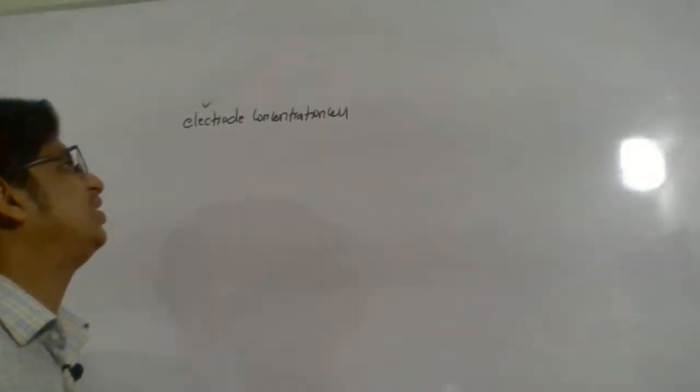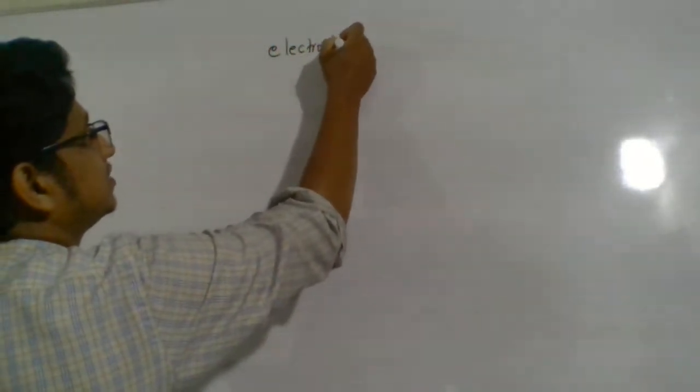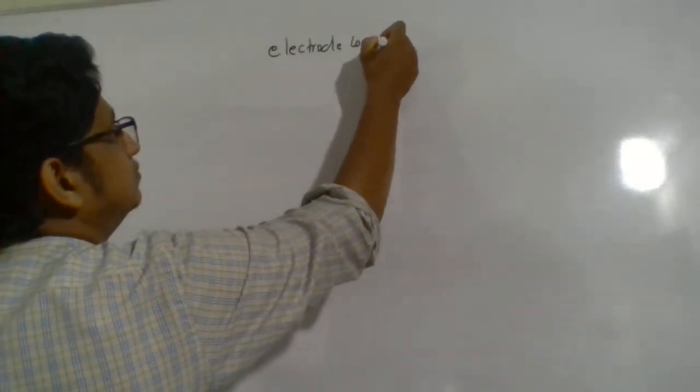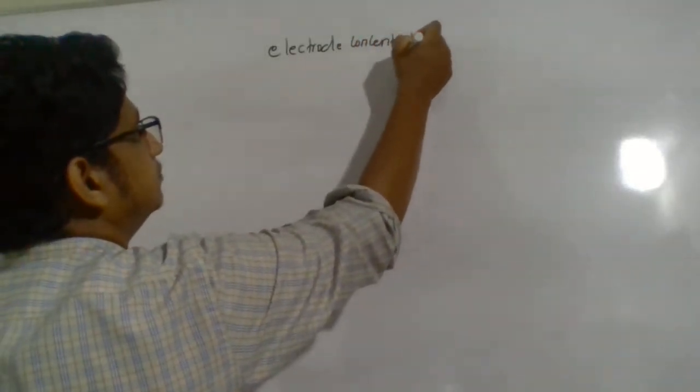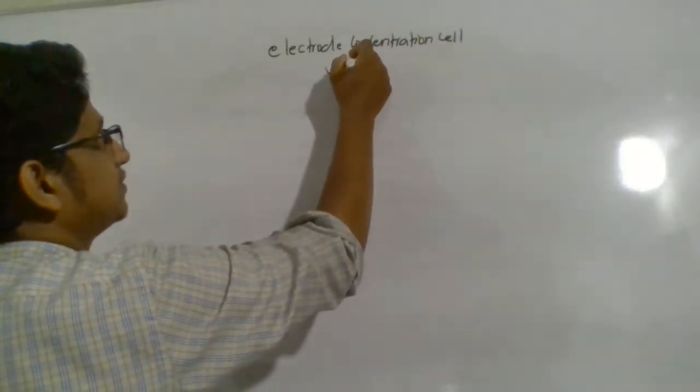Let us start with the gas electrode, our famous hydrogen electrode. This is the type of cell that we are talking about now: an electrode concentration cell without transference.